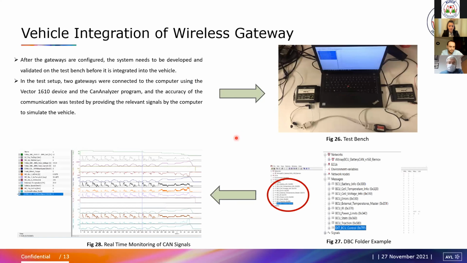Before integration into the vehicle, we needed to implement this idea on a test bench. We simulated the vehicle on the test bench, and we saw that we can easily integrate this wireless gateway into the vehicle, and we can receive and transmit data wirelessly.